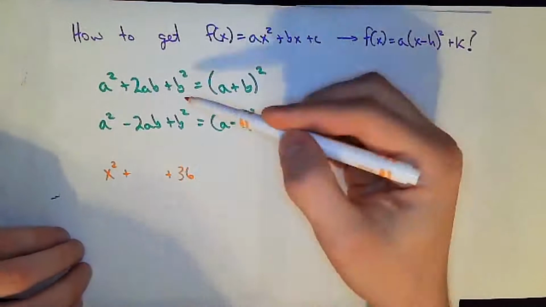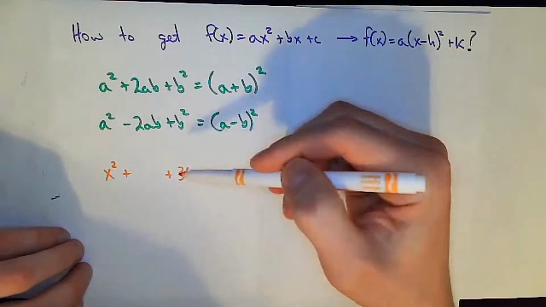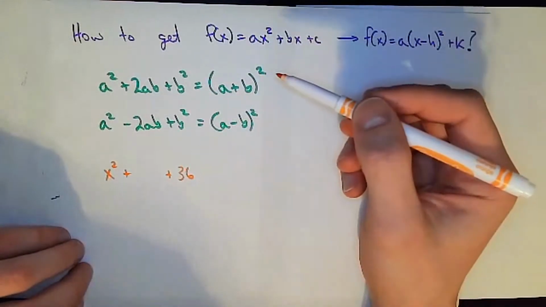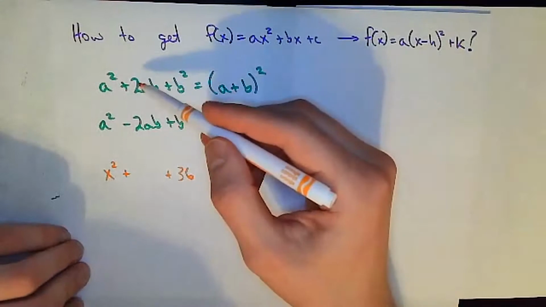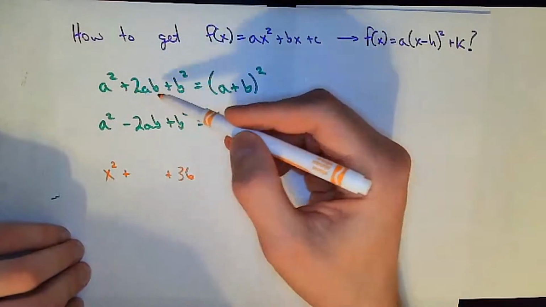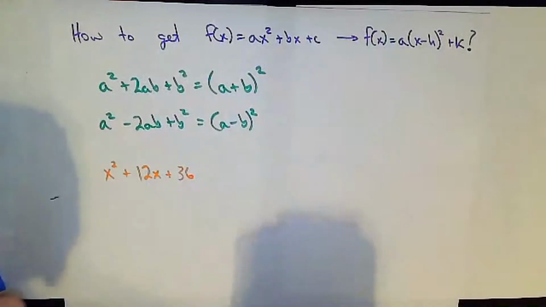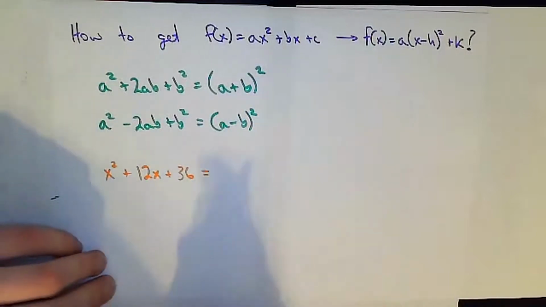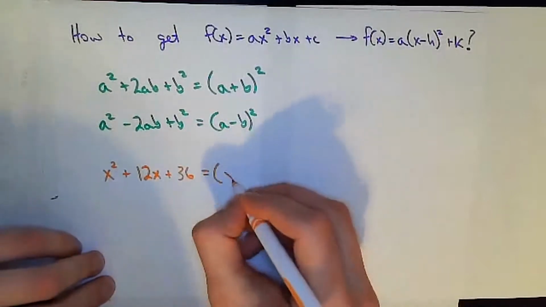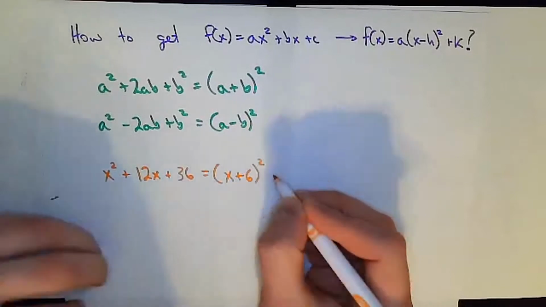What is b in this case? If b squared is 36, then b must be 6. So this middle term should be 2 times x times 6, so twice of x times 6, so 12x. And that's going to be equal to x plus 6 all squared.